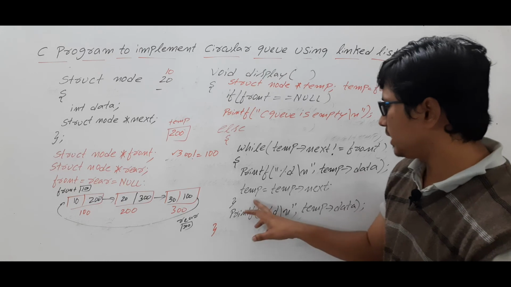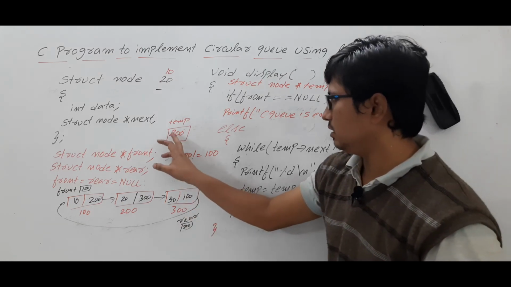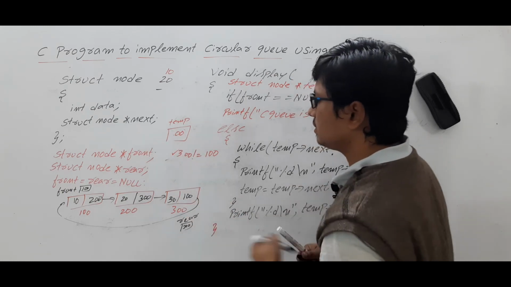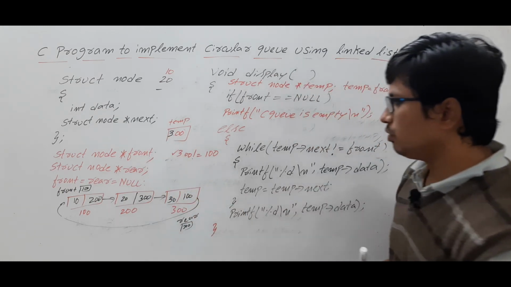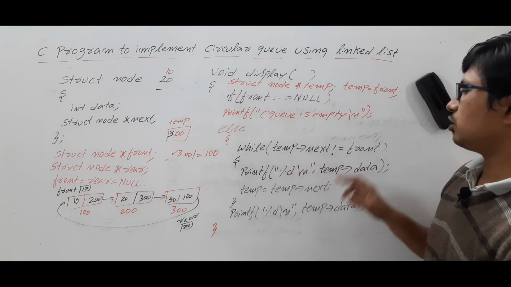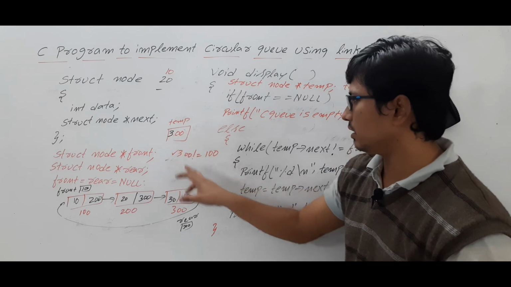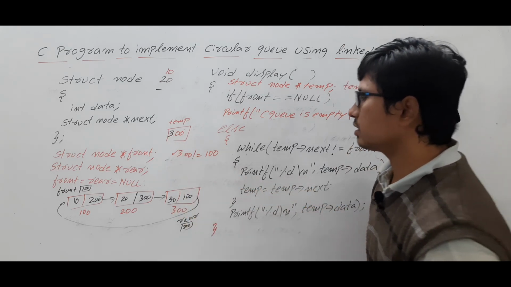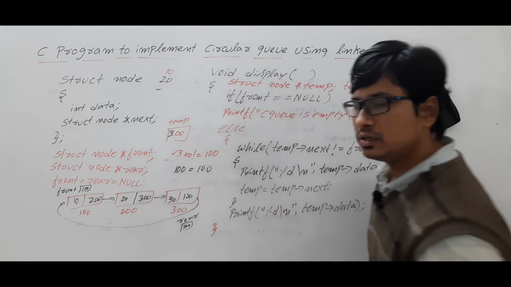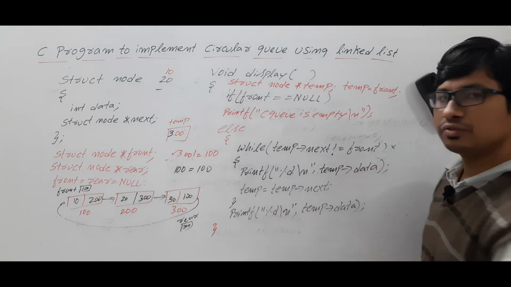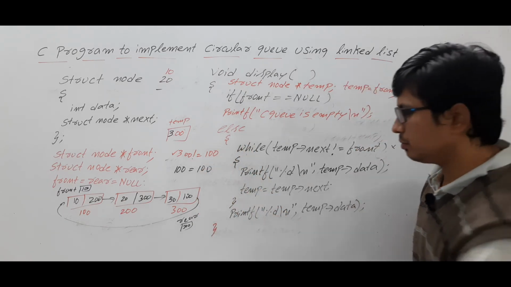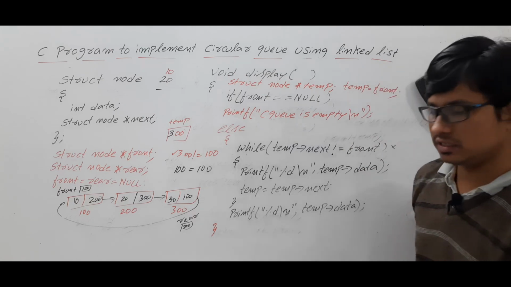Okay, now temp is equal to temp of next. 200's next is 300. So here you are getting 300. Now look at here. What is the statement you have written? Temp of next not equal to front. 300 next is what? 100. Now 100 is equal to 100. So whatever this condition you said, it is false. If this condition is false, it has to come out from the while loop. After while loop, whatever the statement is there, that it should execute.